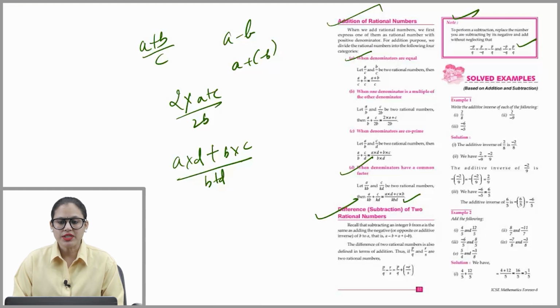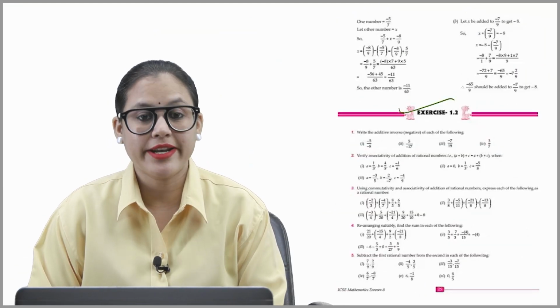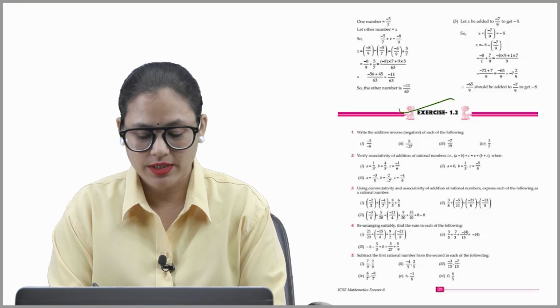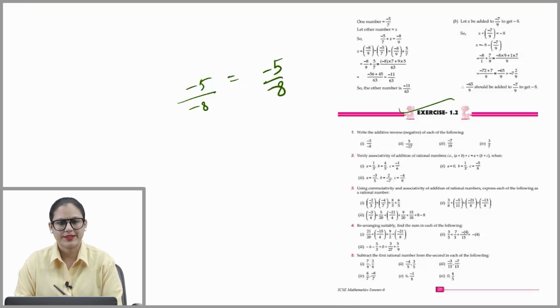Write the additive inverse of each of the following. The additive inverse of 2 by 8 is minus 2 by 8. Additive inverse of 2 by minus 9 is what? Is 2 by 9 only. Okay. Exercise 1.2. Write the additive inverse or negative of each of the following. Minus 5 by minus 8. Additive inverse of this is minus 5 by 8. Okay.